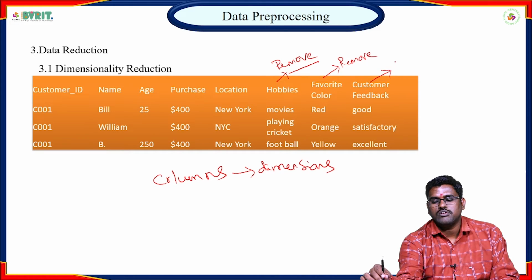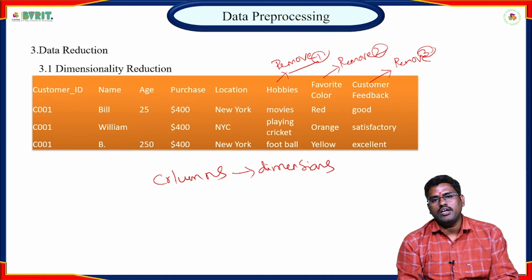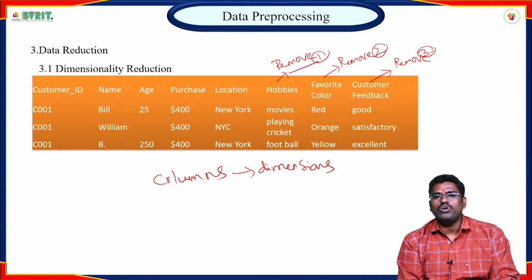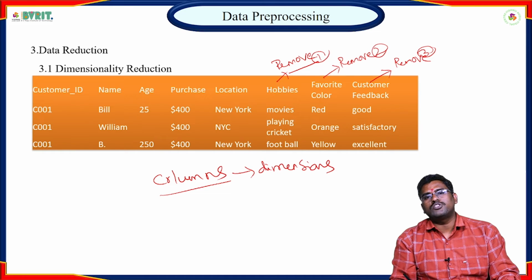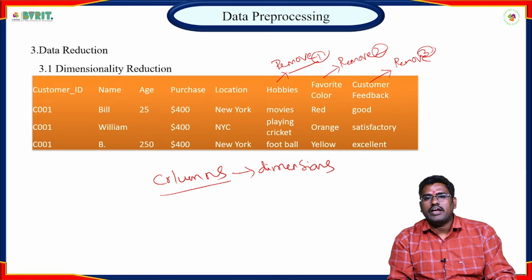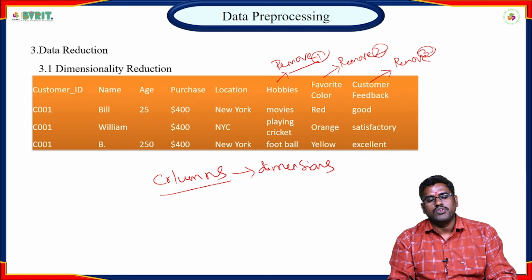And next one, customer feedback, we also have to remove. First one, second one and third one. If you remove unnecessary columns from the structure, that will not reflect on the given data warehouse. So that is about data reduction. The first one, dimensionality reduction. Dimensions means columns. The unnecessary columns are to be removed, and that will not reflect on the existing data warehouse.